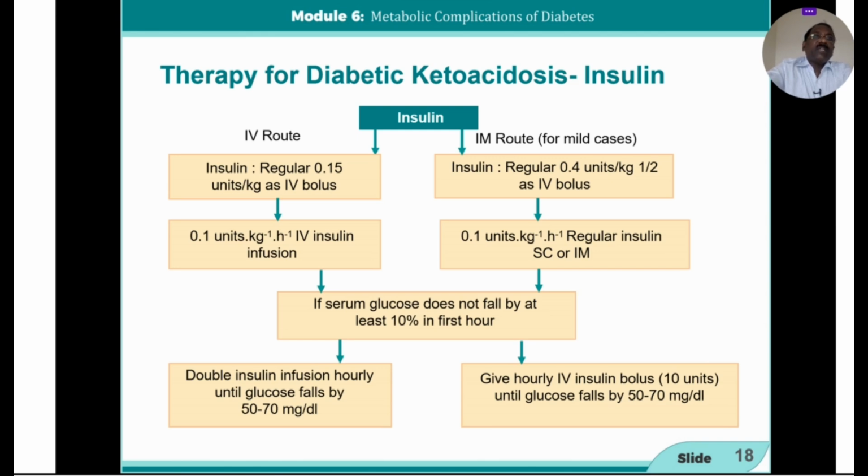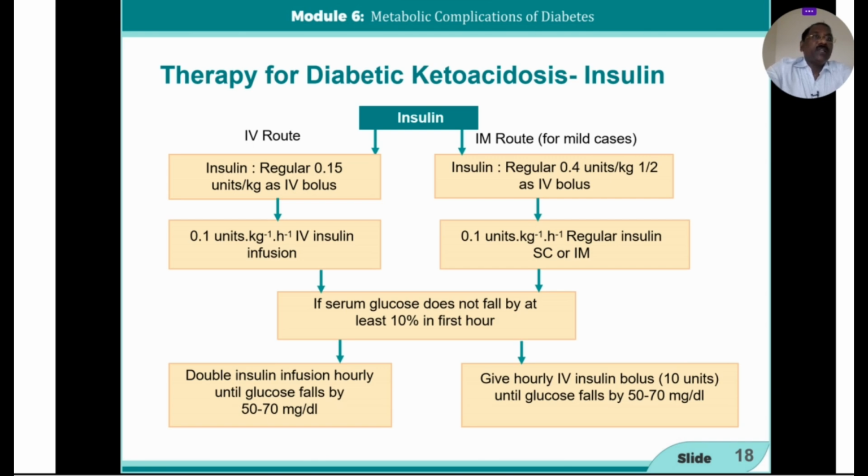In the next 1 hour you check the blood sugar. So next 1 hour the blood sugar is 400. So you are happy. In the next 1 hour the blood sugar is 300. You are happy. In the next 1 hour the blood sugar is 100. So then you stop using insulin. Then give DNS. Okay, so that's how you have to manage the DKA.